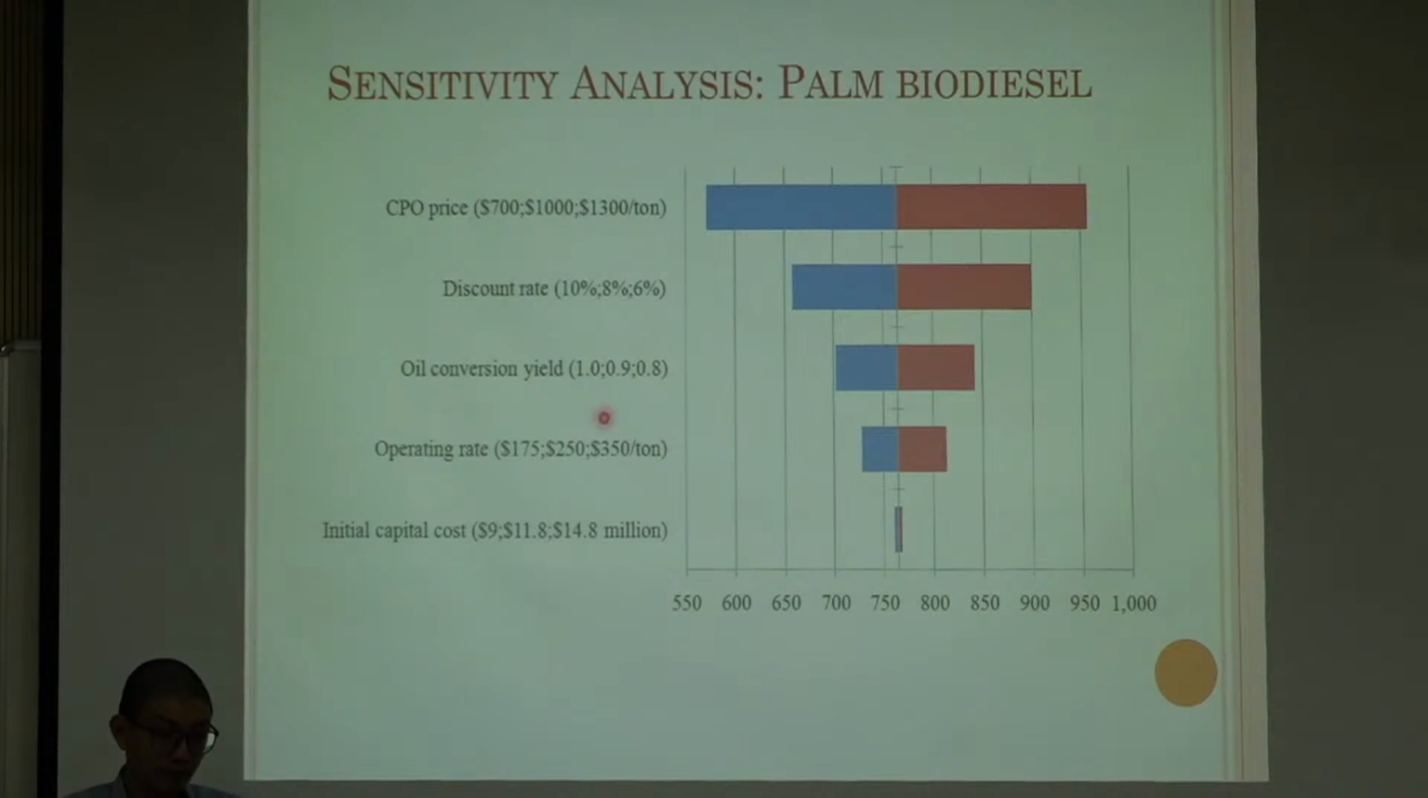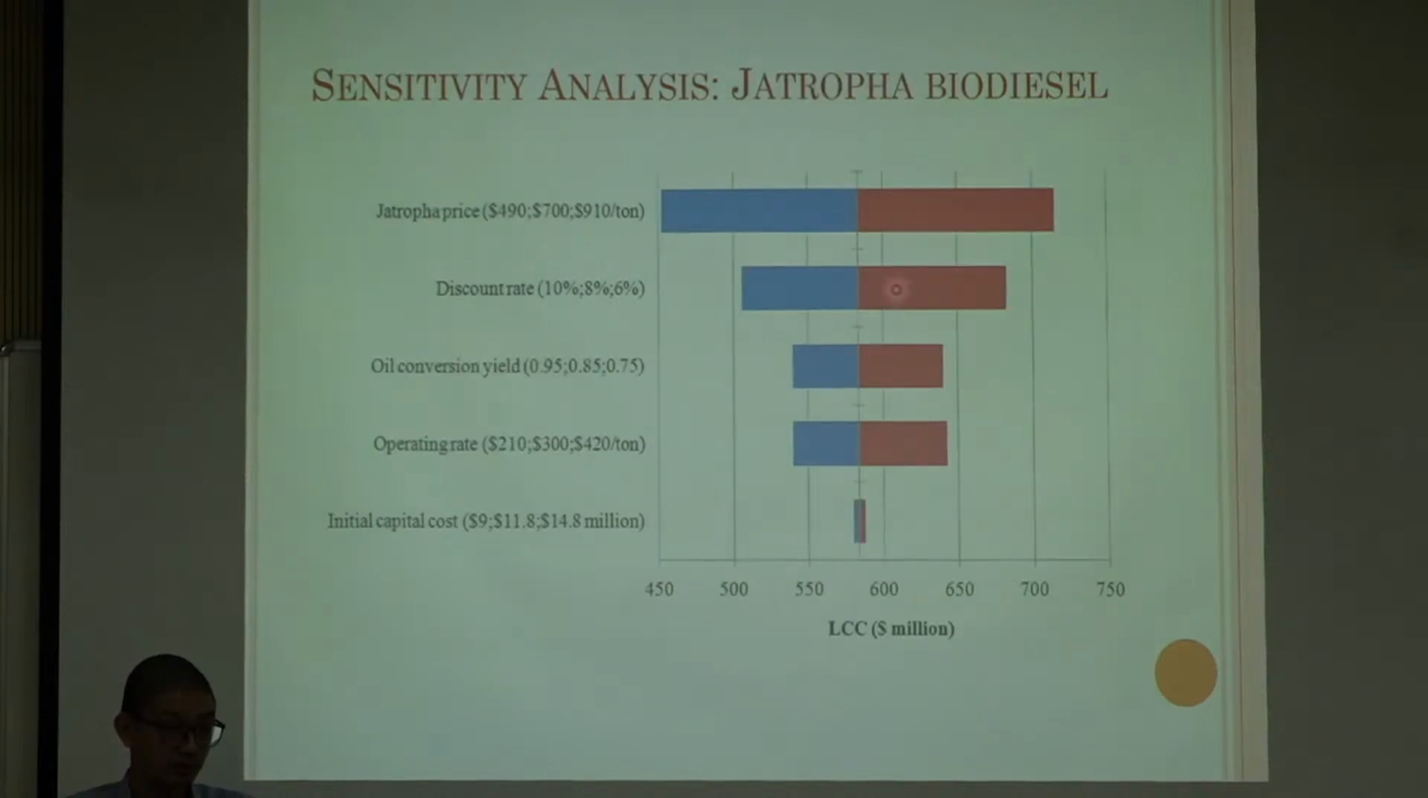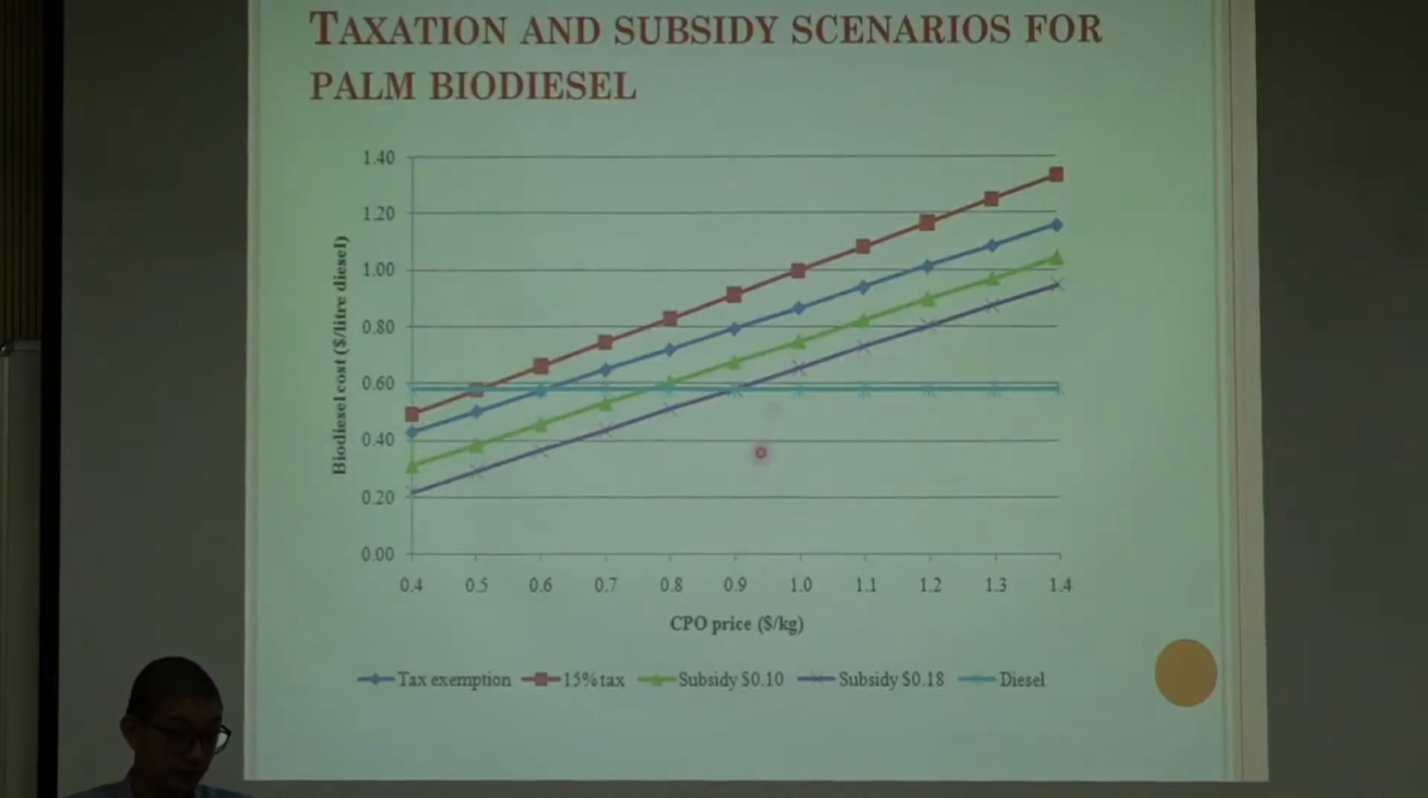Then this one is the oil conversion yield, because typically during that time the industry can produce a conversion yield up to 95%. Then in this study, we just assume maybe just 90%. So we are not taking a very optimal scenario. So if 100%, what is the potential life cycle cost? If higher yield, I mean 100%, of course the overall life cycle cost will be lower. So this is how we can analyze these economic impacts for three types of biodiesel.